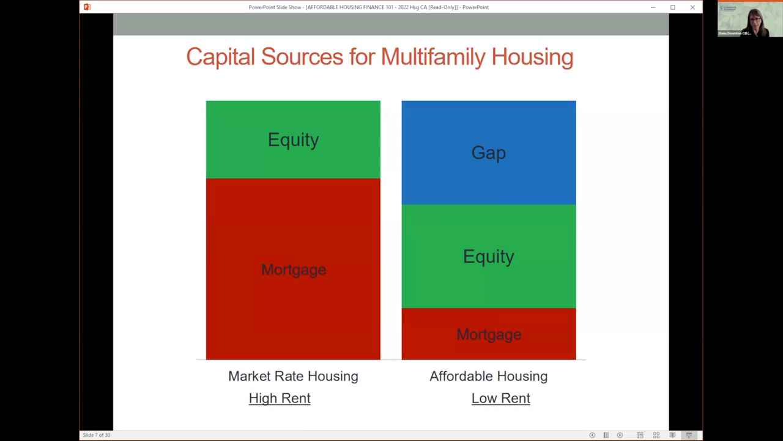The difference with affordable housing is the rent is low, and therefore you can't support a large mortgage. Some of the properties maybe can't support any mortgage at all, or if they can, it's fairly small. And in affordable housing, you have equity, but that equity is generated from the low-income housing tax credits. And then even with a permanent mortgage and equity, the tax credit equity, typically there's a gap still because your rents aren't high enough to support a high mortgage. Your development costs are what they are to build the building. So you need to find a gap source to complete your financing.